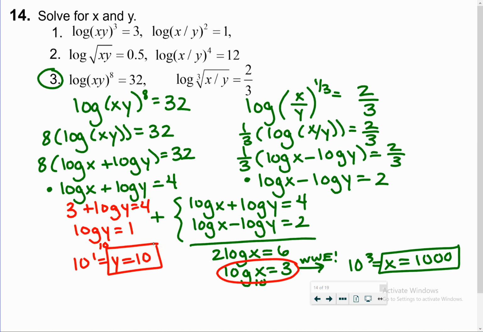You can get some pretty big numbers here. Like if I have, I don't know, log base 10 of y to the 7th, it's possible you're going to get like 10 to the 7th power, or 10 million or something for an answer. Something really small if you have a negative exponent.